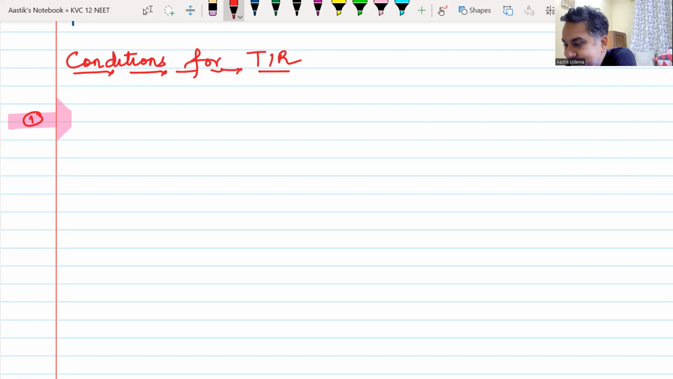No. The light must travel from, incident on the denser medium. Light must move from the denser to the rarer medium. That is the first condition, my dear friend.